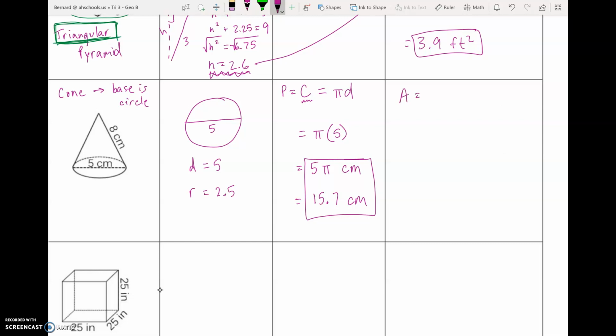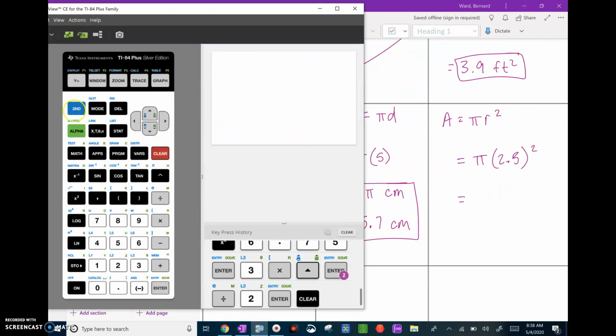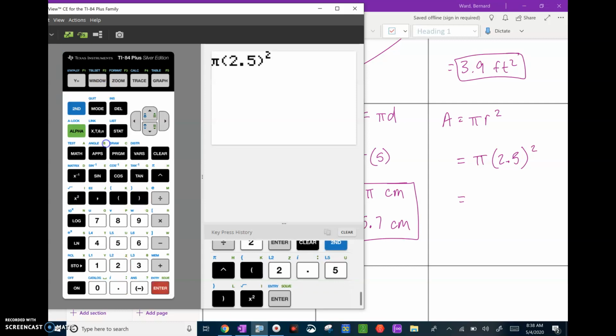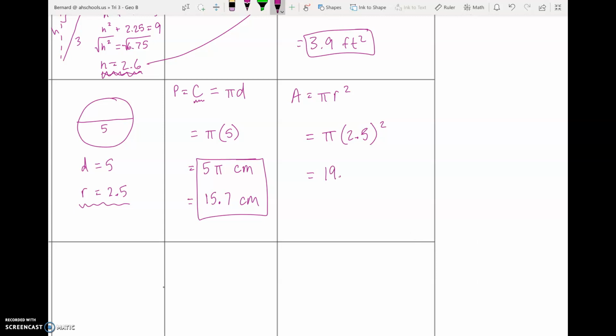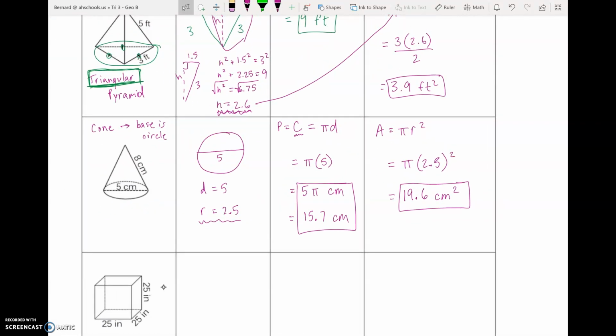All right, and then area, same deal with the circle. We just got to know one of these numbers, and then we have a formula. Area formula is pi times radius squared. So we just got to plug our radius in this time, which is 2.5. And so our area is pi times 2.5 squared. And let's type that into our calculator. Pi times 2.5 squared. So I'll clear this. Second pi, parentheses 2.5, and then squared. And our answer is 19.6. And that is centimeters squared, square units for area. All right, perfect.